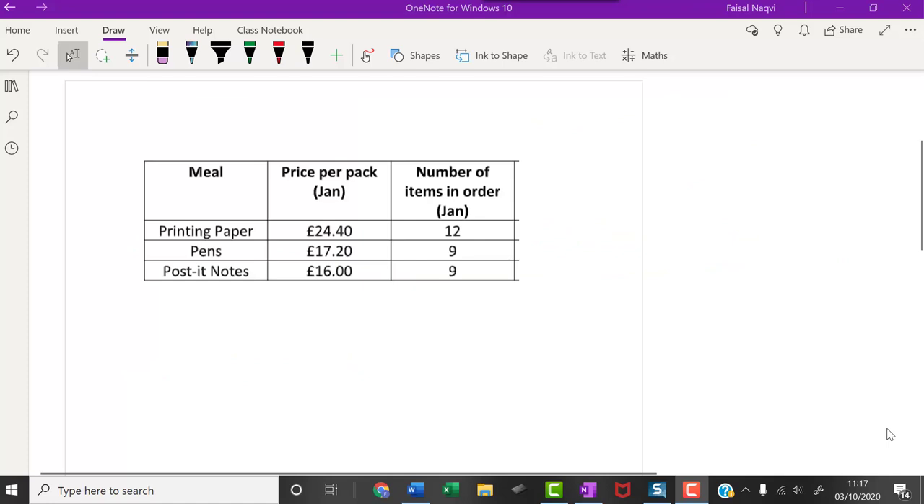Here's an example for you to have a go at. Press pause and we'll run through it in a few seconds.